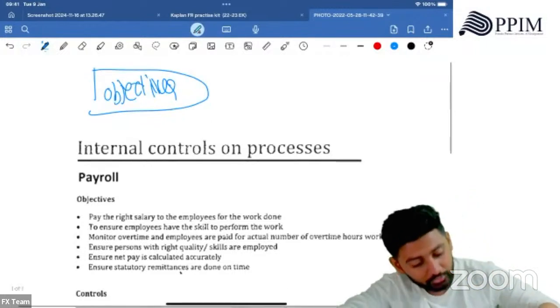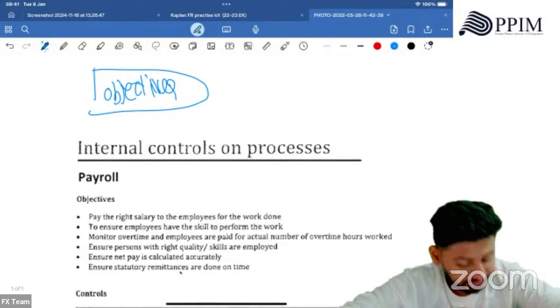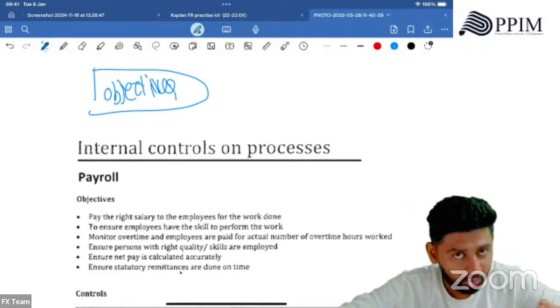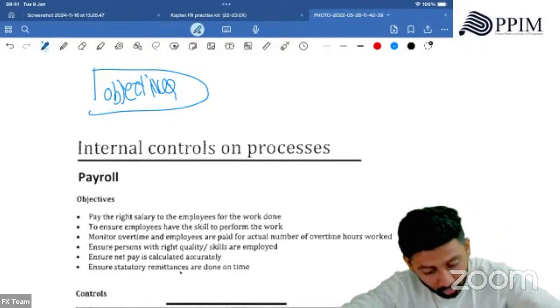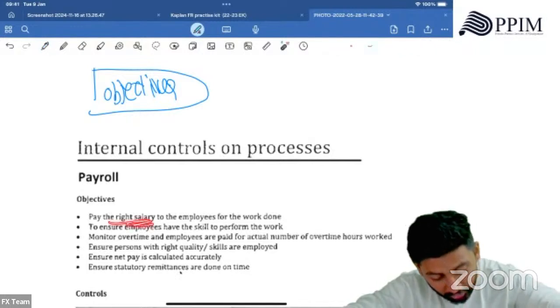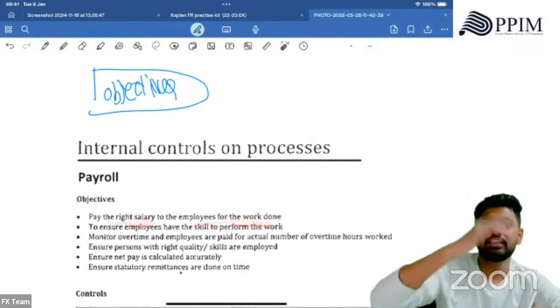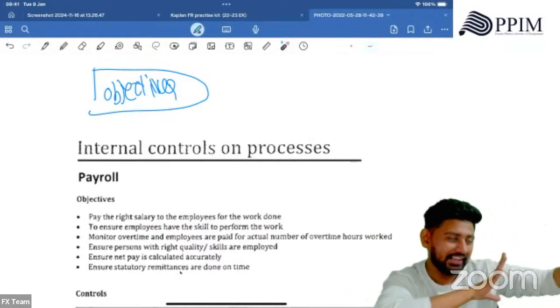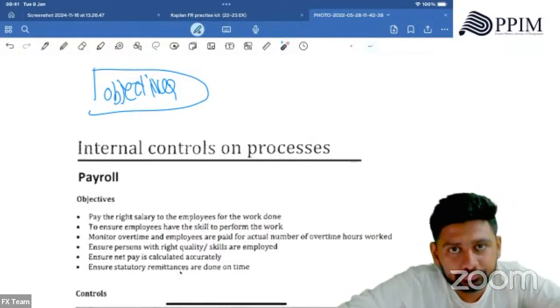Number one, we are going to look into a payroll system. One of the immediate objectives of a payroll system is to pay the right salary. We have to pay the right salary to the employees for the work done, not anything more, not anything less. We are going to pay the exact amount which we have to pay.